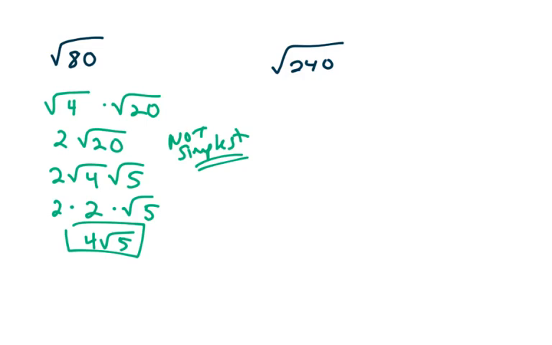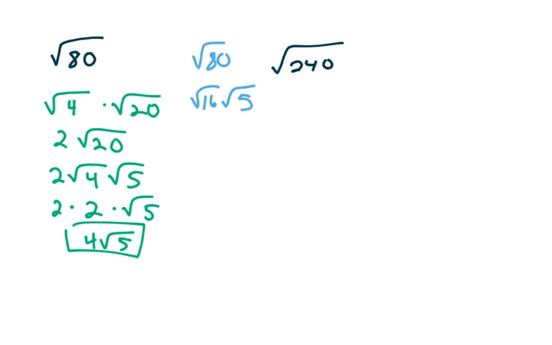Now, is there a way you could have done this in less steps? Yes, there is. And let me do that here. So we have the square root of 80. Well, instead of taking out a 4, it turns out we could take out 16. So 80 is actually 16 times 5.